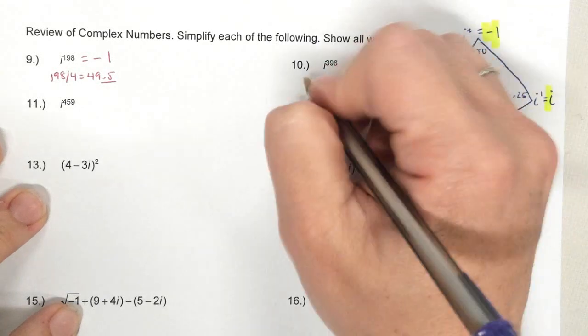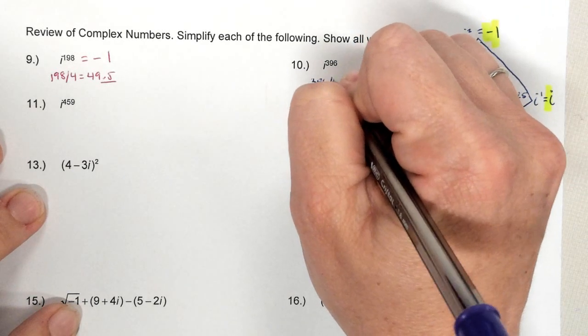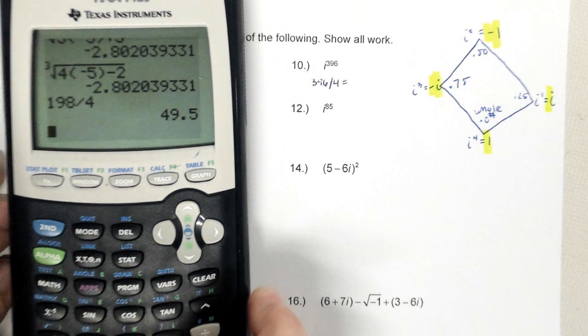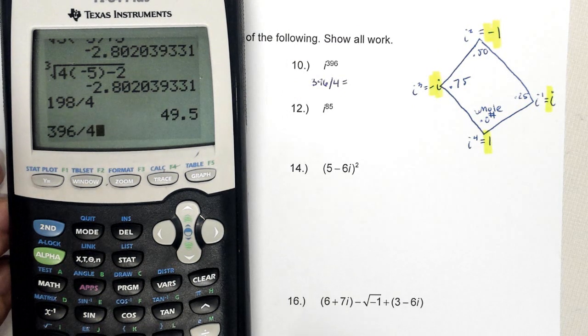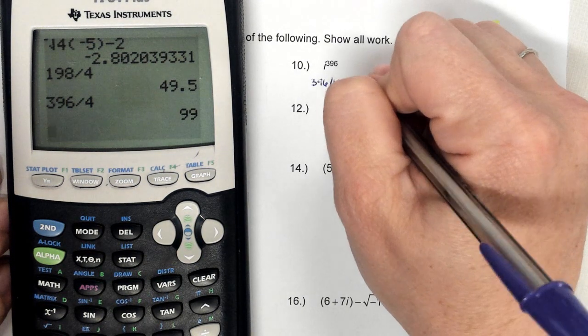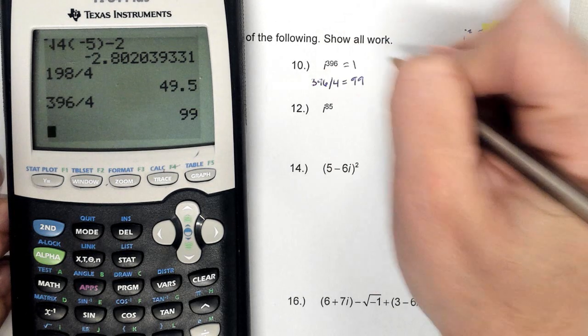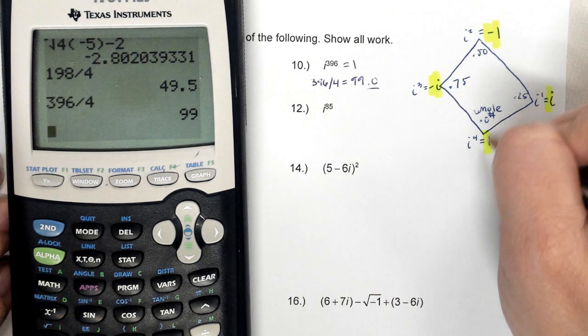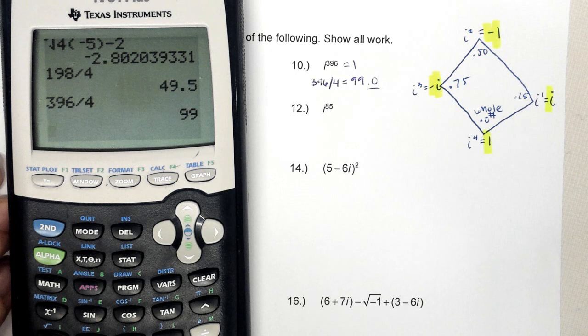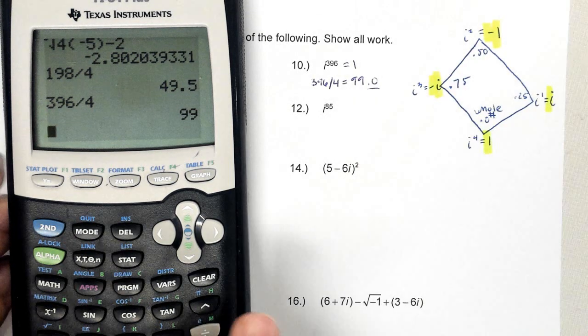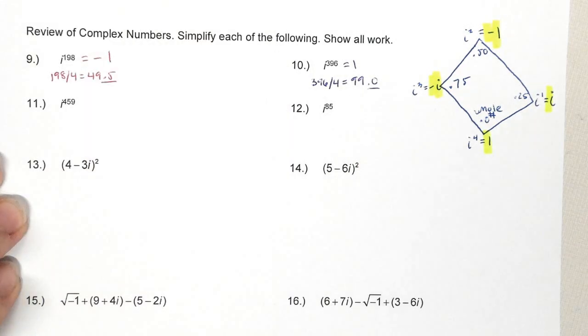Okay, so here we're going to do 396 divided by 4. And I get 99, which is a whole number. So it's just 1, because that's the same thing as 0.0 or a whole number. So it equals 1. Sorry, not 0.1. Same as 0.0. Goodness gracious.